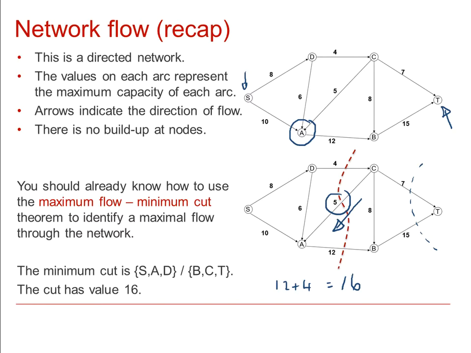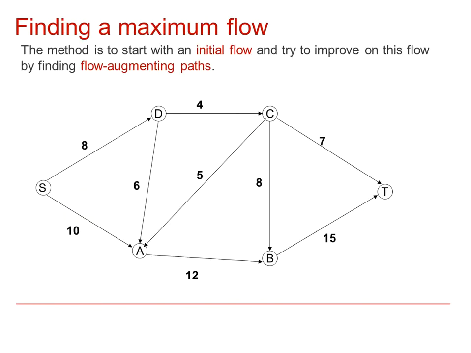The way we do it is to start off with what's called a feasible flow, so an initial flow through the network of some value. As long as it works, it doesn't really matter, but one way of doing it is to choose an initial flow where there's nothing flowing through the network at all, so zero flow. And then we use what are called flow augmenting paths. So we find ways of improving, augmenting, the flow within the network from our initial starting point.